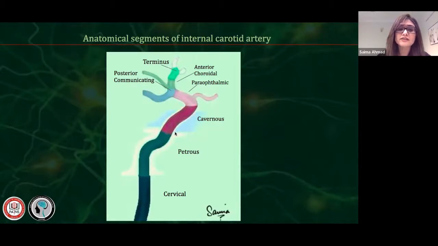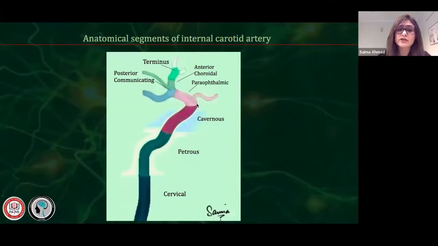Now the cavernous part has 2 parts. First, a small part is in the bone, and then it is within the cavernous sinus. So the cavernous segment is a very important segment because the artery lies within the vein. Within the cavernous sinus, we have the cavernous venous plexus, and when trauma occurs to these, it results in the carotid-cavernous fistula. From here, the internal carotid artery exits, and this is a very small part which is not yet intradural.